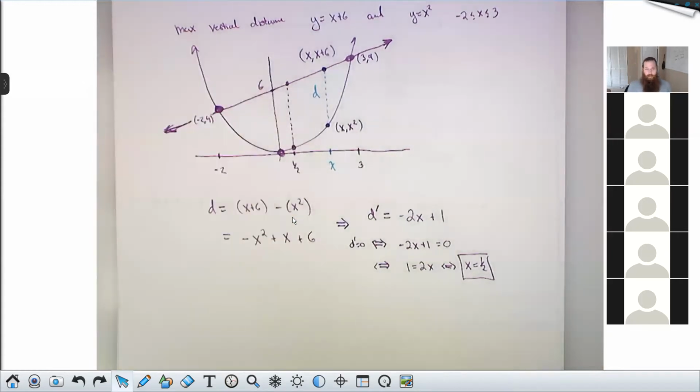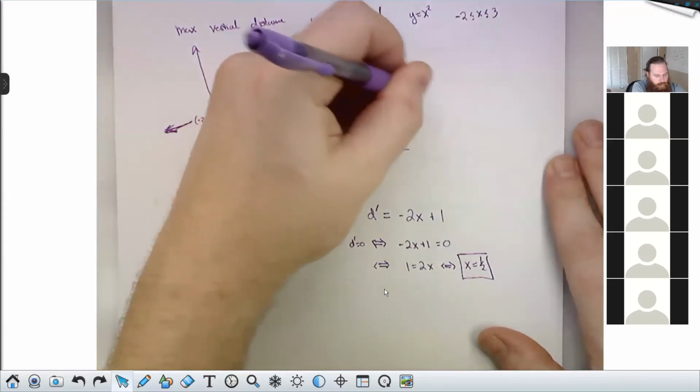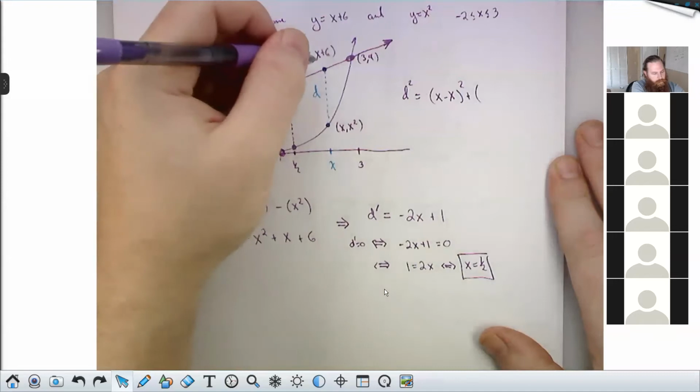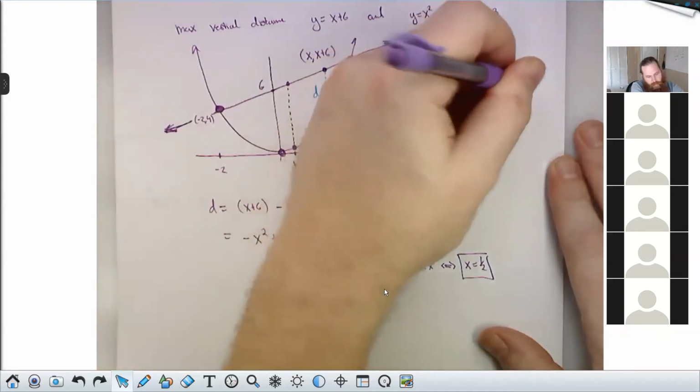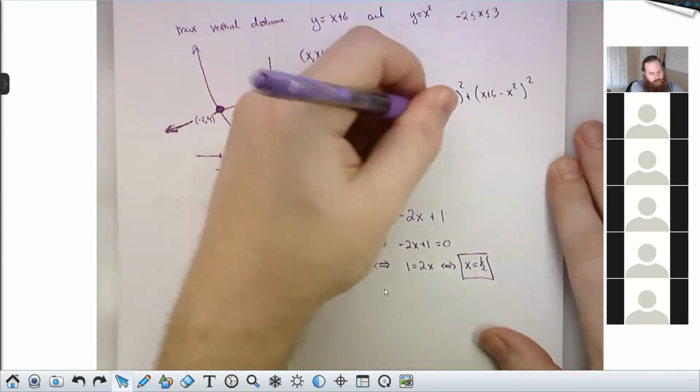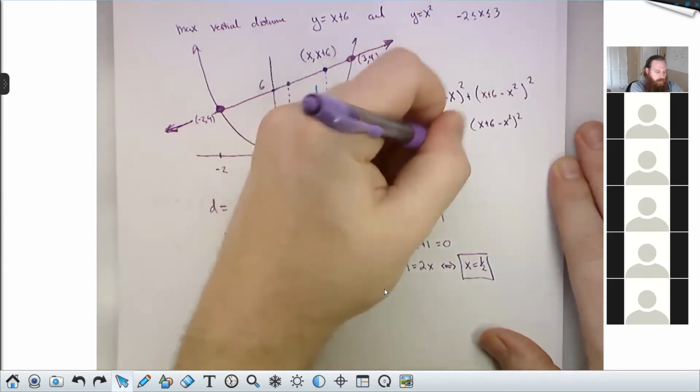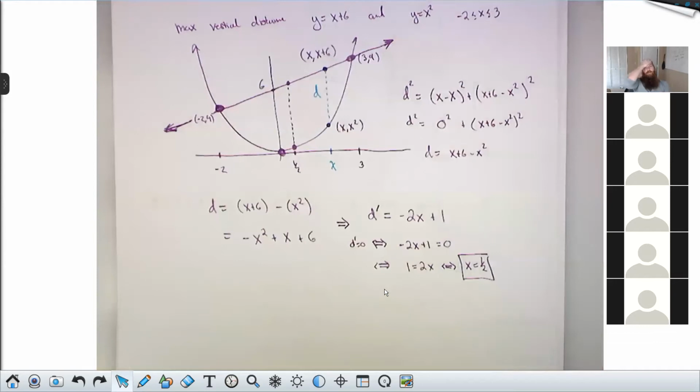No, I'm not using the distance formula here. I'm just subtracting the y values. If you wanted to use the distance formula, this would be d squared equals all this minus 0 squared. But here I'm just taking this y value and subtracting that y value from it. So don't confuse this with the distance formula. Although you could use it: you could start with d squared equals x minus x squared squared plus x plus 6 minus x squared squared, which would be the same as d squared equals 0 squared plus x plus 6 minus x squared squared, and then you could deduce that d is x plus 6 minus x squared by taking square roots, but you don't need to.